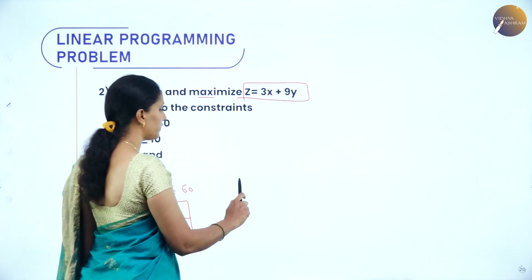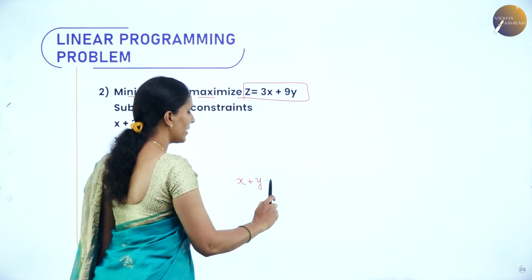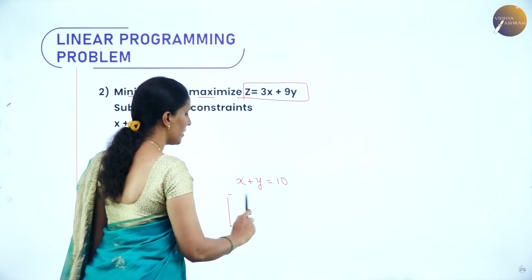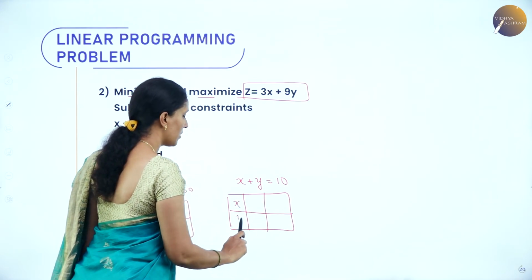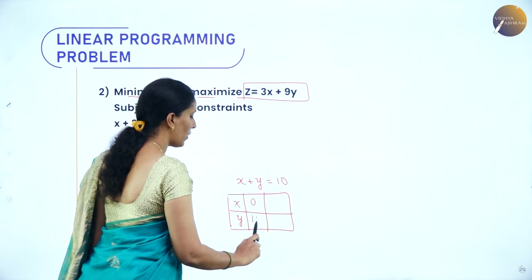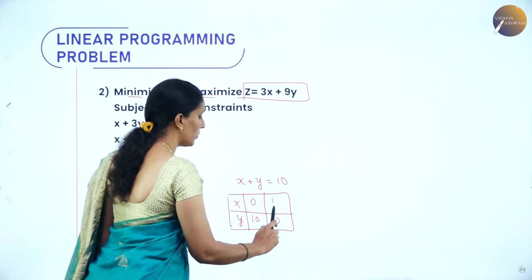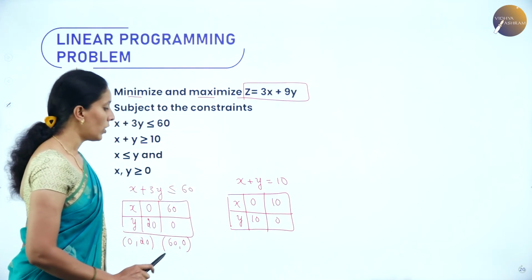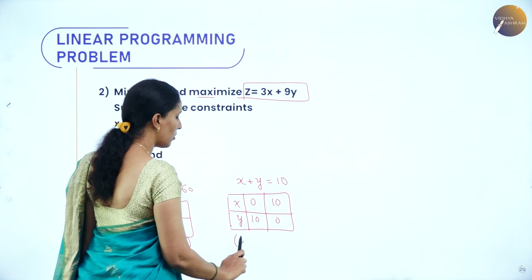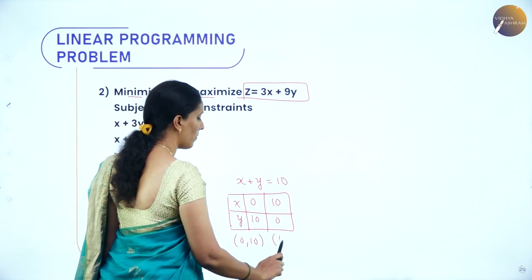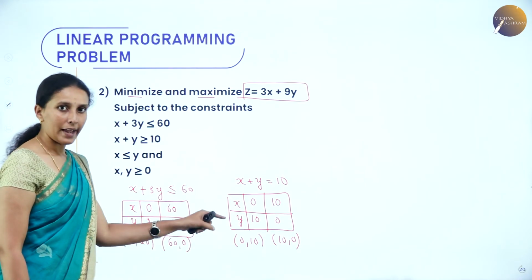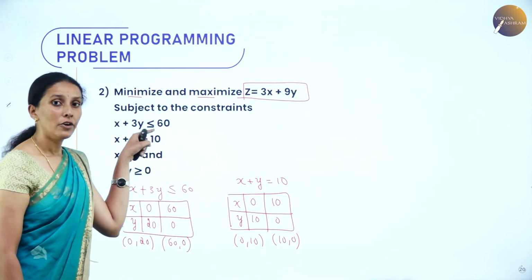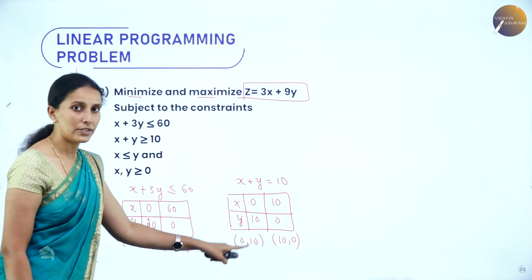Next we have x plus y is equal to 10. Again here also find the value for x and y. Put x as 0, you will get y as 10. Put y as 0, you will get x as 10. So what are the points for this line? (0, 10) and (10, 0). So this is the solution. Again plot these 2 points. Draw a straight line joining these 2 points.